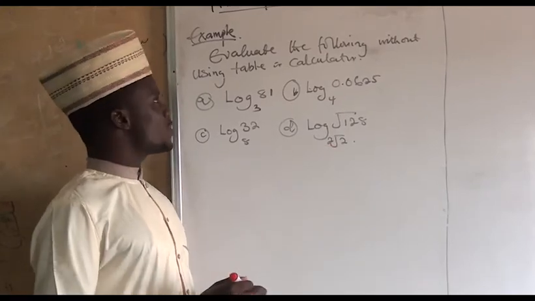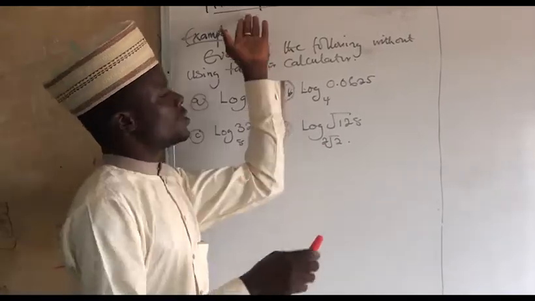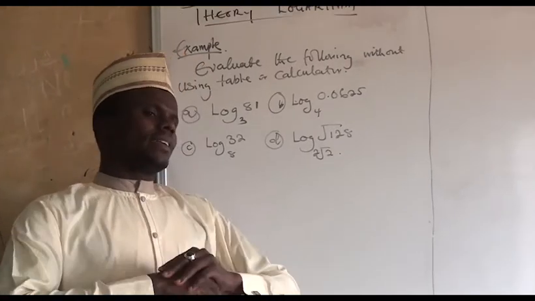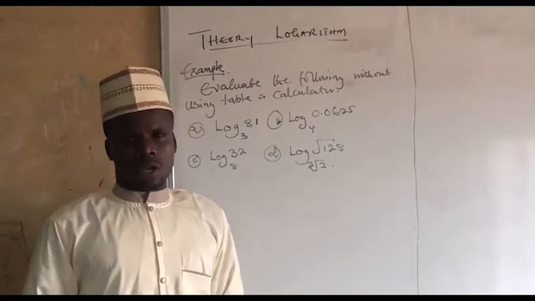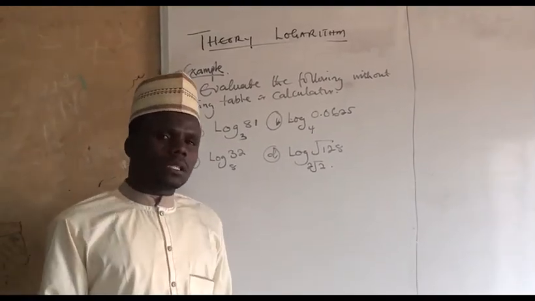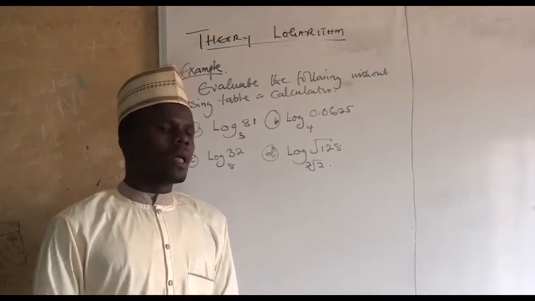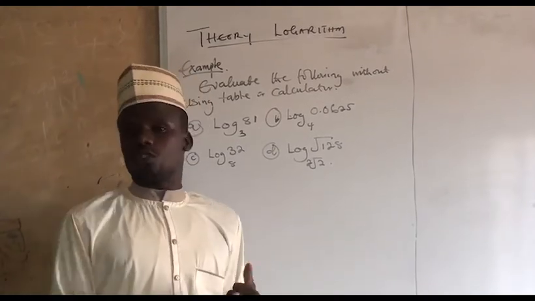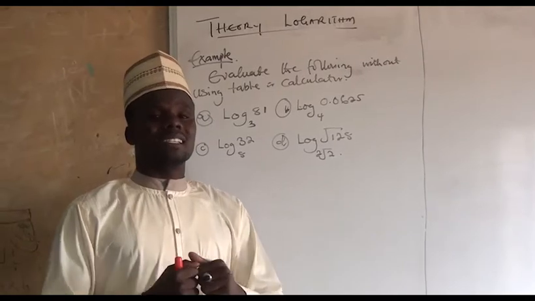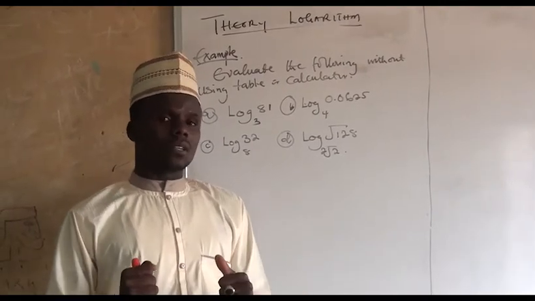So normally when we talk about theory of logarithm, we are talking about a logarithm that is in any base, either a common logarithm or not a common logarithm. But the other logarithm of a number is talking about logarithm that is in base 10, that is a common logarithm.